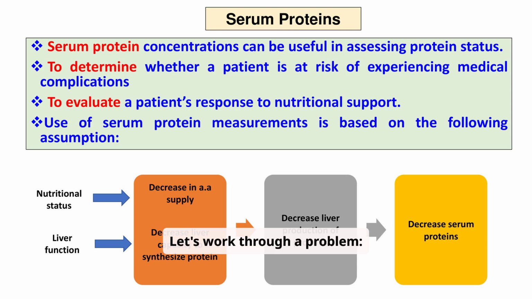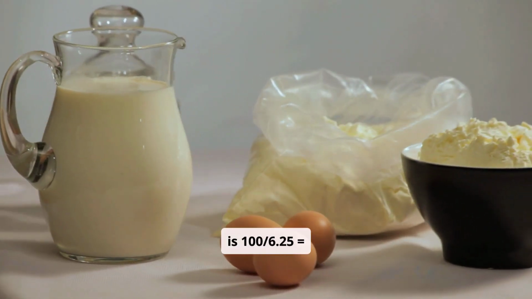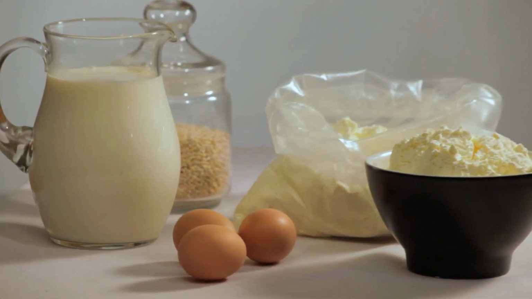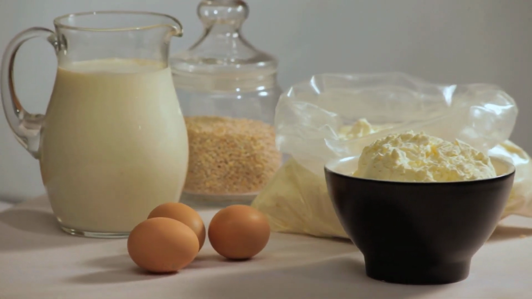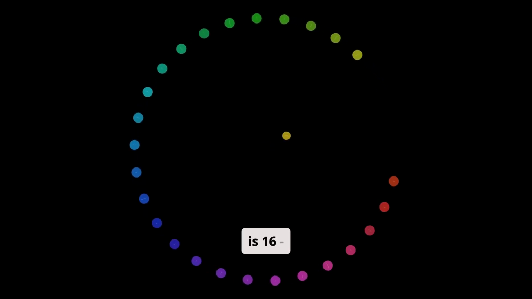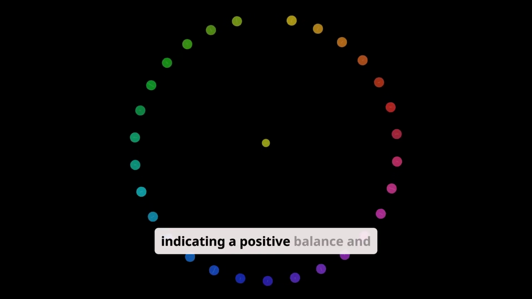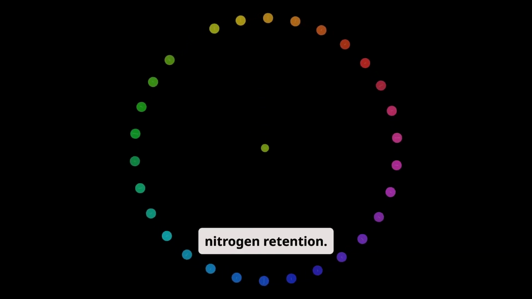Let's work through a problem. A person consumes 100 g of protein per day, with 10 g of nitrogen lost as UUN and 3 g through skin and fecal losses. Nitrogen intake is 100/6.25 = 16 g. Total nitrogen excretion is 10 + 3 = 13 g. The nitrogen balance is 16 - 13 = +3 g, indicating a positive balance and nitrogen retention.